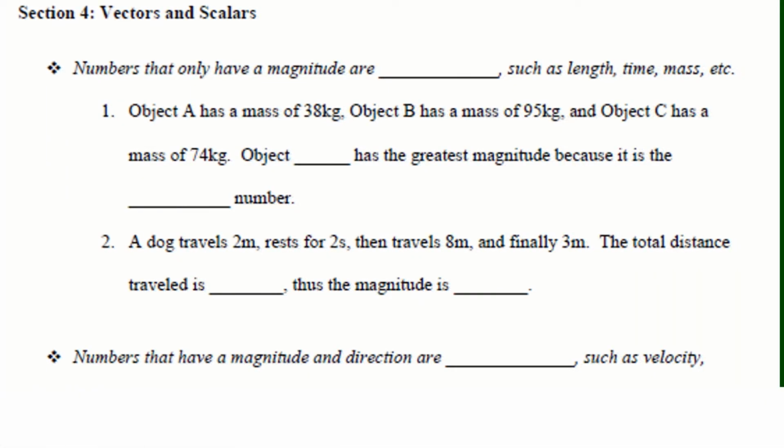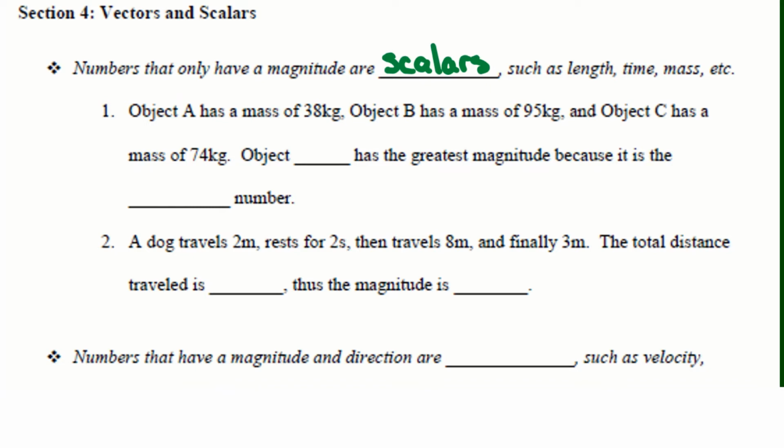Okay, section 4, vectors and scalars. Let's first start by describing numbers that only have magnitude, and these are known as scalars. And these would be examples like length, time, mass, etc.